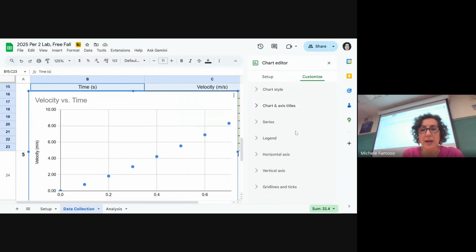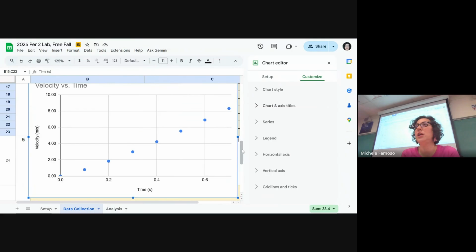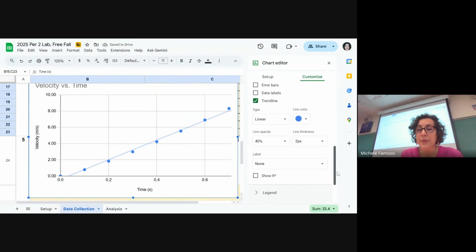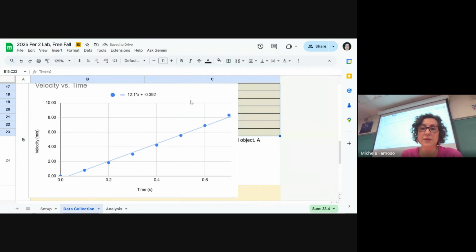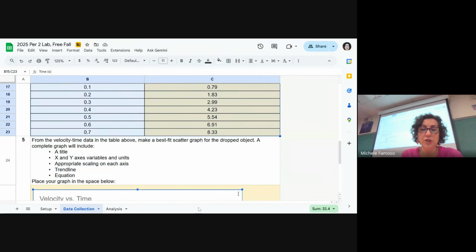Now, if I look at that, I think I can predict what type of trend line I'm going to need. What does that look like to you? Line or a curve? Yeah, that looks like a line to me. And that's what we should expect. So let's go down to the series option, select trend line. There's a line. That looks really good. It hits almost all the points. Add your equation. And you can now close your chart editor. That graph is done. Click and drag it down into the yellow space for question 5.